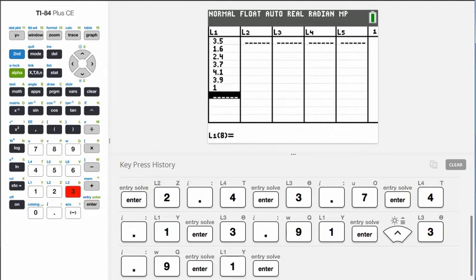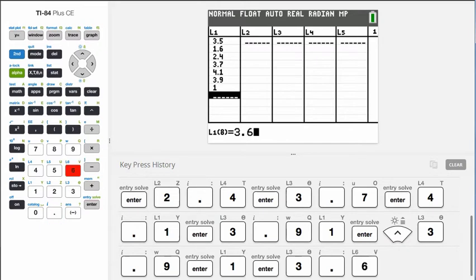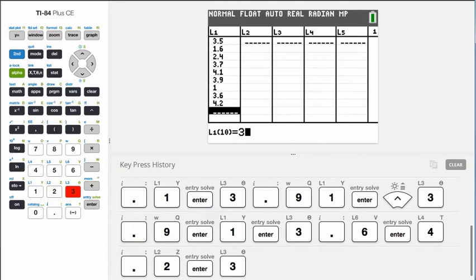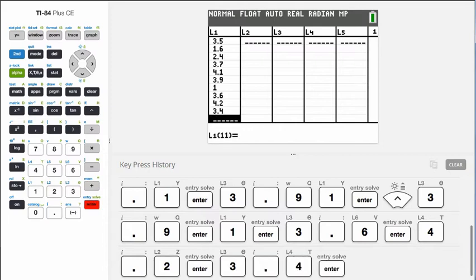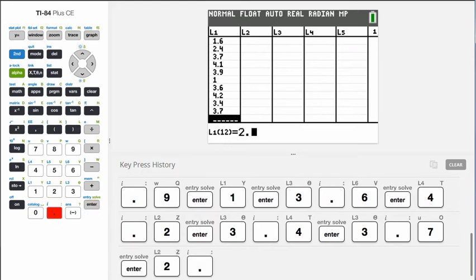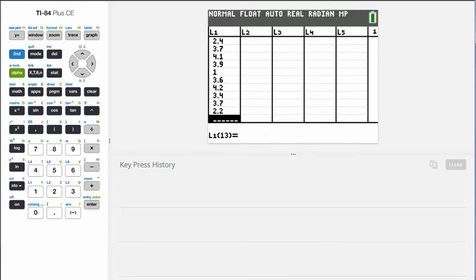1.0, 3.6, 4.2, 3.4, 3.7, 2.2, and I have my 12 pieces of data. Now I'm ready to find my standard deviation.